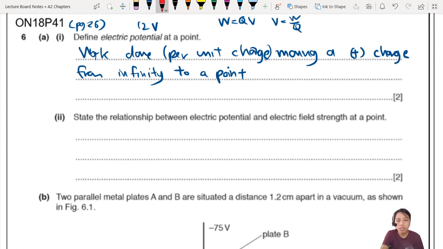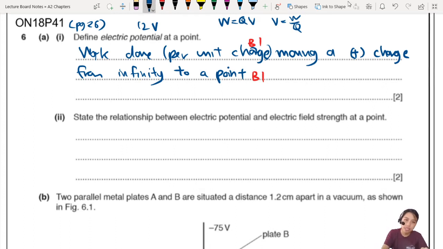One is work done per unit charge. You get 1 mark there. Moving a charge from infinity to a point. Wow, what is this? Another mark. Just imagine for now: you have a positive or negative charge, whatever it is, and a very far away charge that you're going to bring very close. How much energy is needed? That's one way to talk about electric potential. Okay, stay tuned. You will learn more about this soon.